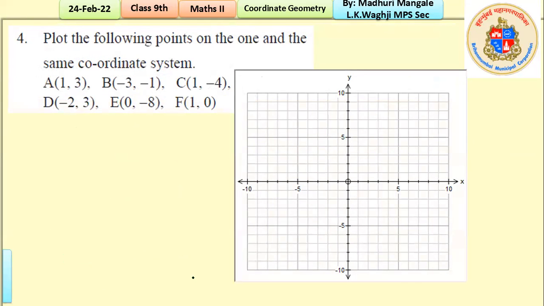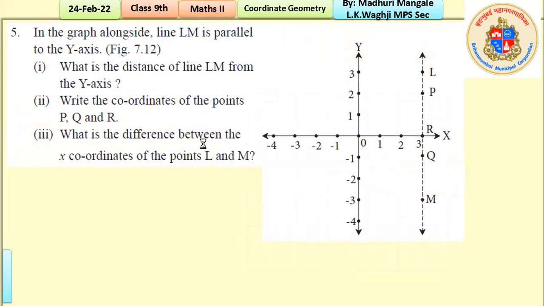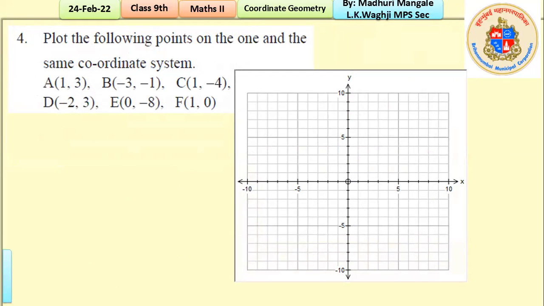Next, plot the following points on one and the same coordinate system. Okay, so there are again these types of questions where you need to plot all the points on one single system, and then they may ask us to join them and check what shape it is or find the area of that shape. These are again extended application based questions for coordinate geometry. Okay, so let me quickly plot these points.